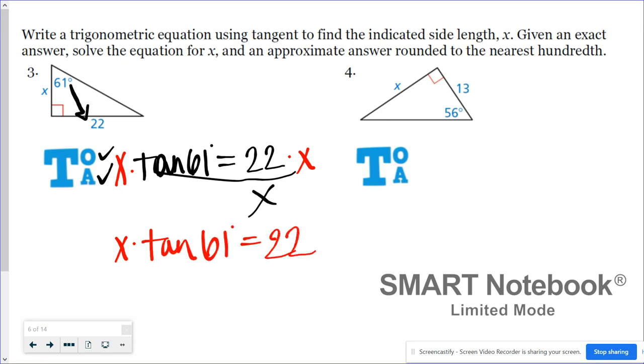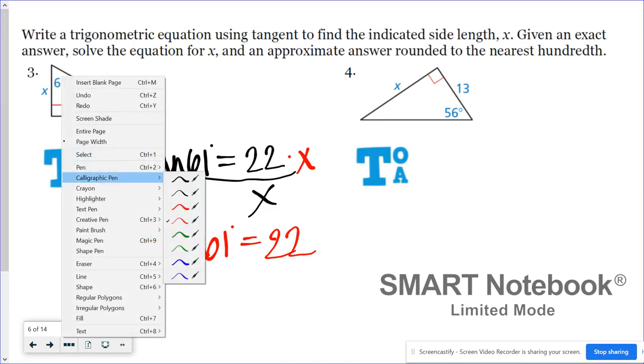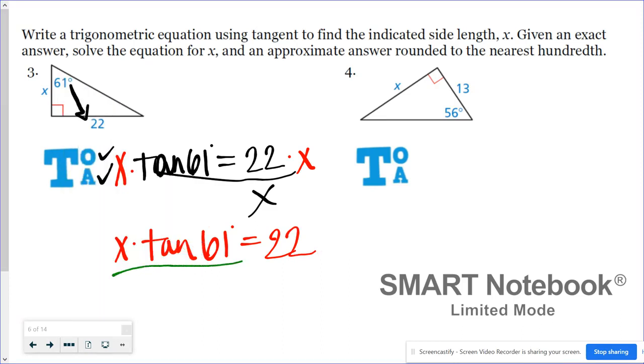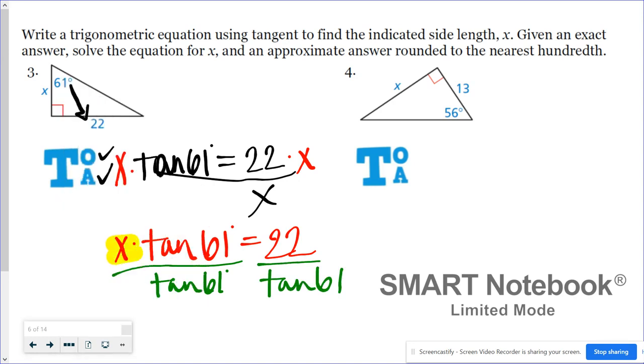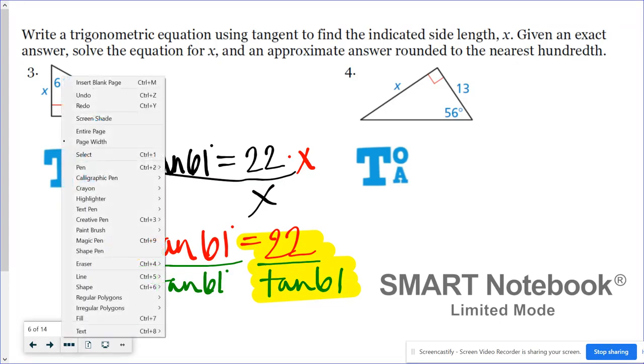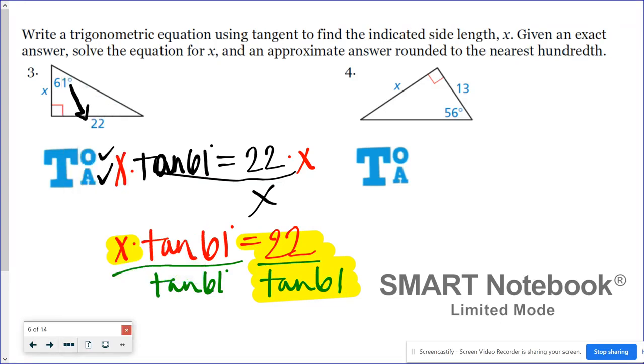So now, how would I get x all by itself? Exactly. I would divide both sides by tangent of 61 degrees. And so, in my calculator, that's what I want to do, because x is equal to 22 divided by tangent of 61. Okay, now in trig, we generally round side lengths to 2 decimal places. So we can say in this problem that x is approximately 12.19.